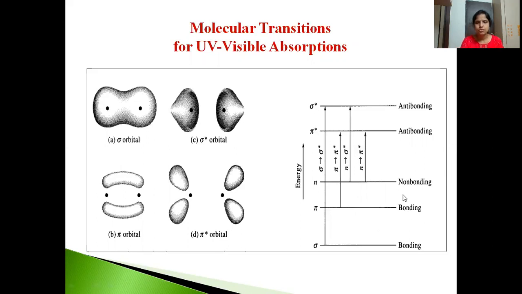So the transitions in UV visible spectroscopy take place from bonding or non-bonding levels to the anti-bonding level. It is not from bonding to non-bonding. There is no transition from bonding to non-bonding. Always transitions occur from bonding or non-bonding energy levels to anti-bonding energy levels.